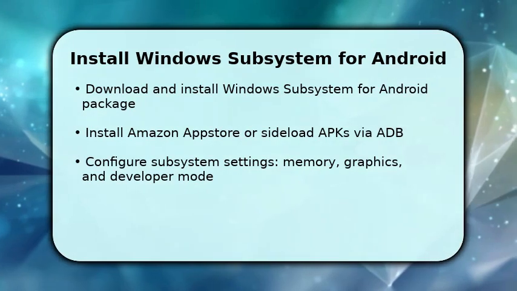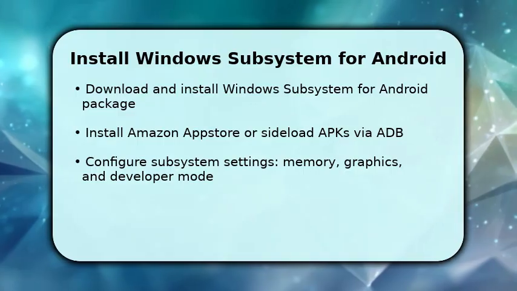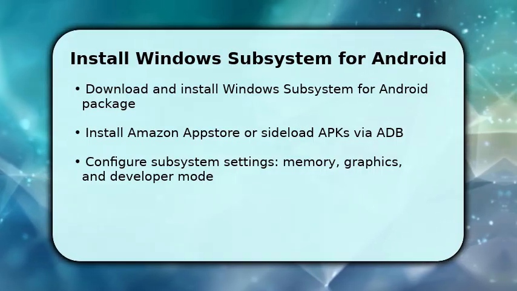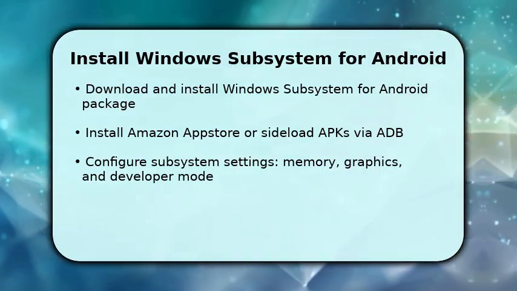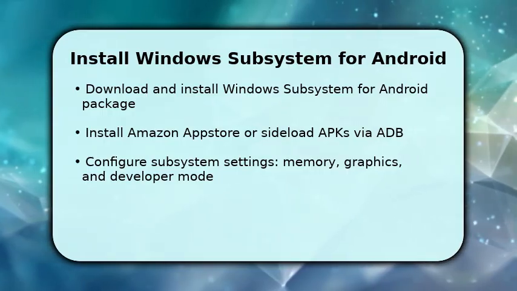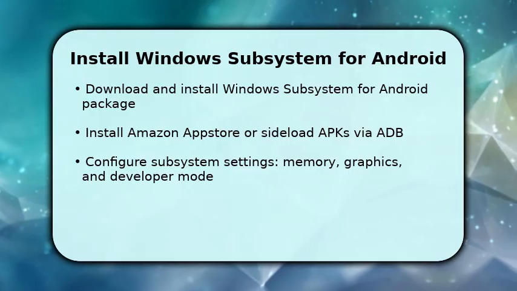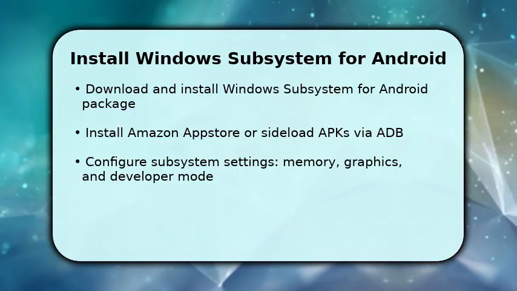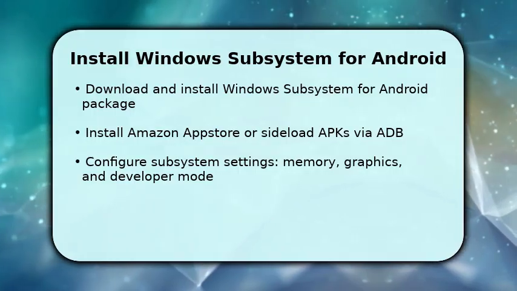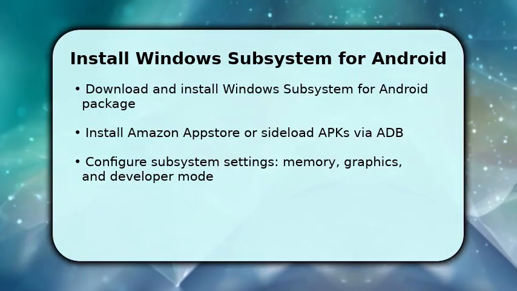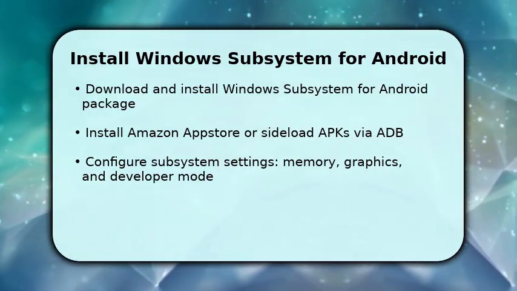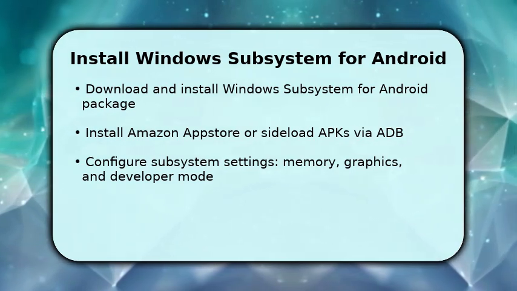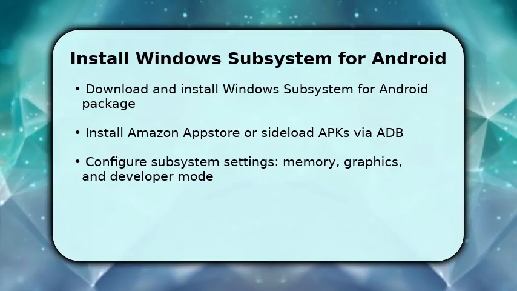Next, you install the Windows Subsystem for Android. Choose the Microsoft Store package or a direct MSIX bundle if needed. Once installed, open the subsystem settings and enable developer mode so you can use ADB for sideloading. Install the Amazon Appstore for verified apps or connect ADB from your PC to the subsystem and push APKs directly. Make sure to adjust memory and graphics options in the subsystem UI for smoother performance, because Android apps need balanced resources to run well.